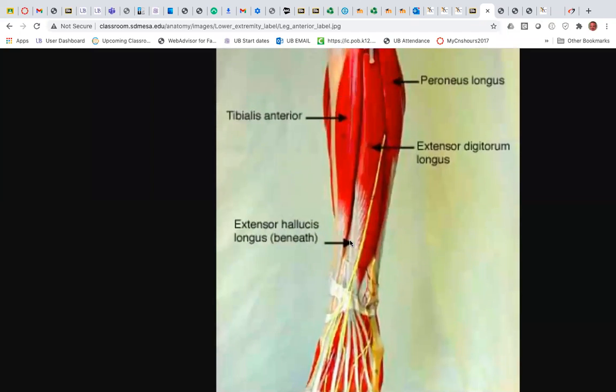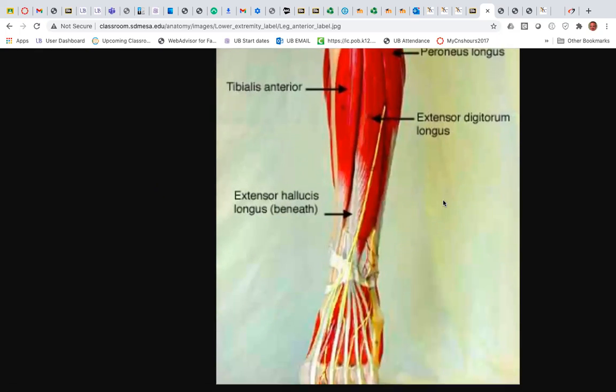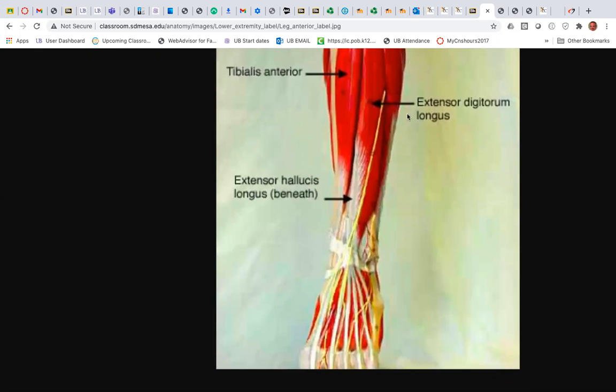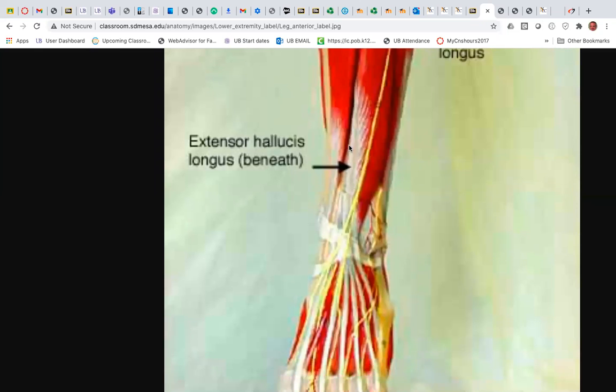Yep, so here's the anterior compartment. So just now we saw the tibialis posterior. Here's the tibialis anterior. We saw the flexor digitorum longus. Here's the extensor digitorum longus. And deep to the extensor digitorum longus, if we peel this away, just on the inside, you can see a little bit of the tendon. Just before we did the flexor hallucis longus, here's the extensor hallucis longus.